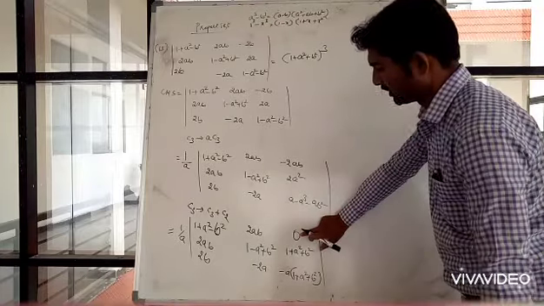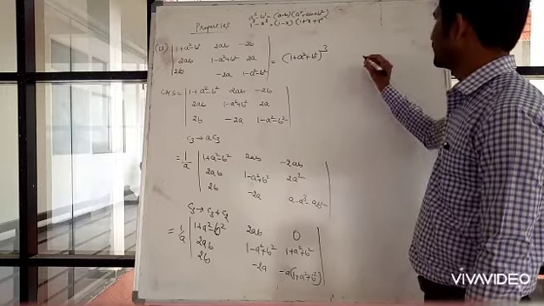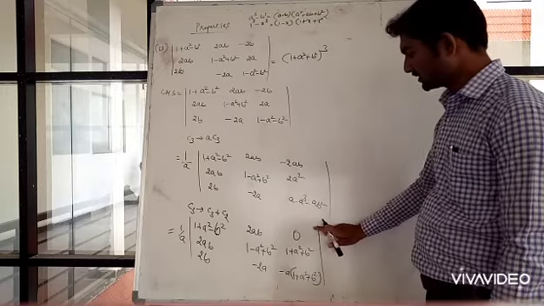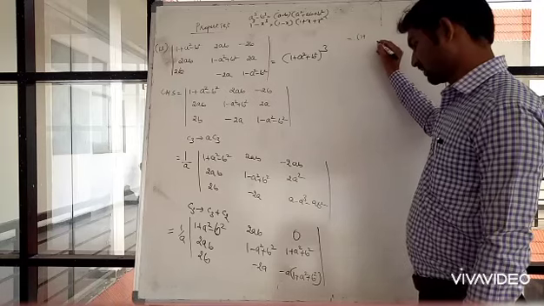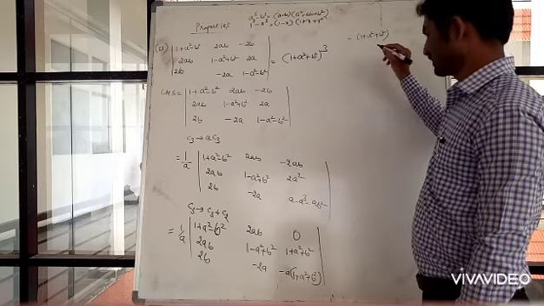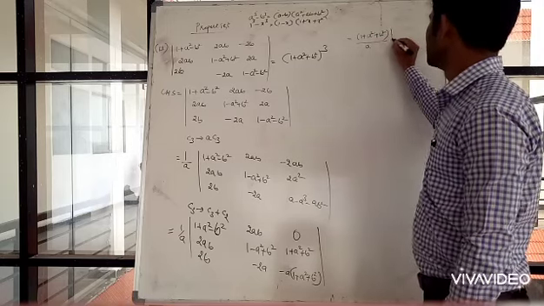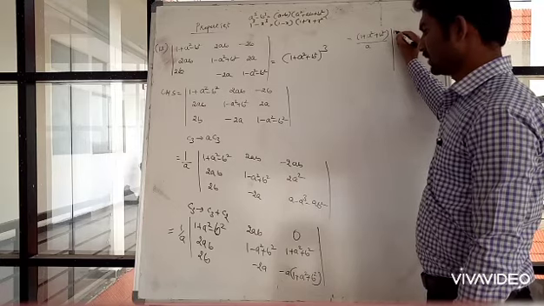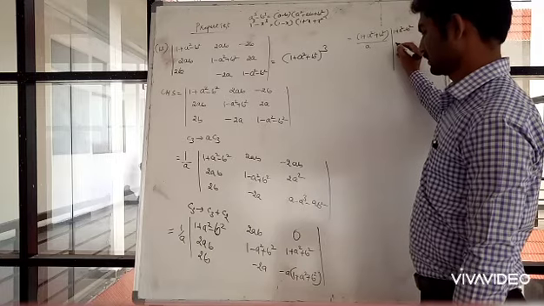Then firstly we made it 0. Then by the property take it common. What is common in C3? 1 plus a square plus b square is common, divided by a, as it is determinant, 1 plus a square minus b square.